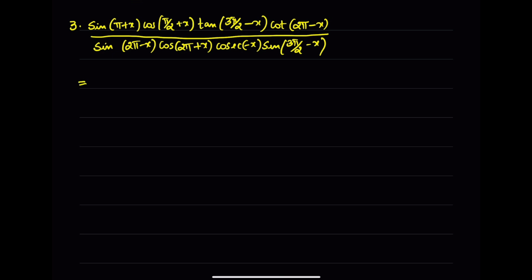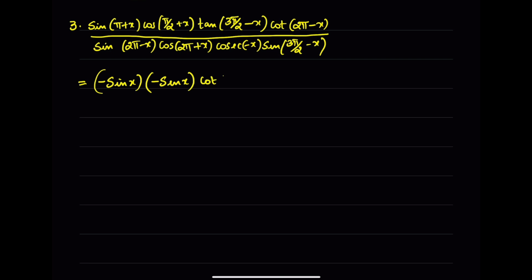Sine of pi plus x is third quadrant. So in third quadrant, sine is negative. So we would have minus sine x times cos of pi by 2 plus x is second quadrant, which is negative for cos. So this will be minus sine x again. And tan of 3 pi by 2 minus x. So 3 pi by 2 is 270 degrees minus x. That means this value would be in the third quadrant. So in third quadrant, tan is positive.